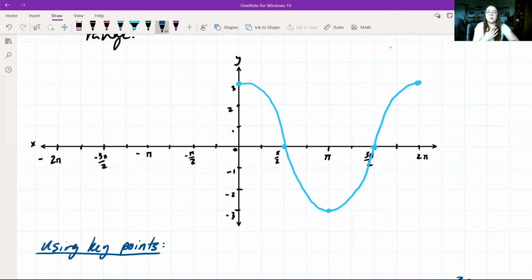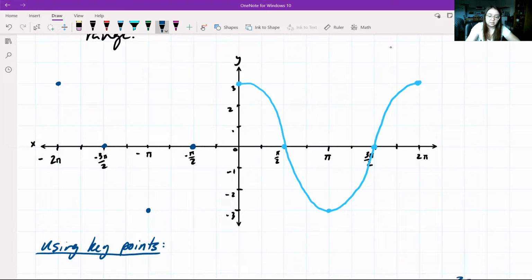So we know that cosine is an even function. This means that whether we plug in the negative or positive version of an angle, it's still going to give us the same answer. So this means that we have symmetry about the y-axis. So at negative pi over 2, our point will be at 0. Then at negative pi, we'll have negative pi, negative 3. Then at negative 3 pi over 2, we're going to have 0. And at negative 2 pi, we're going to have a positive 3.